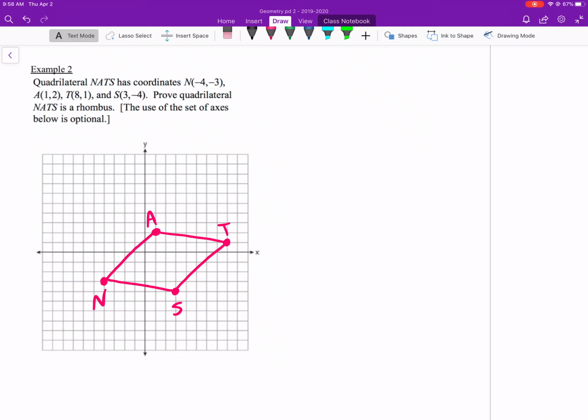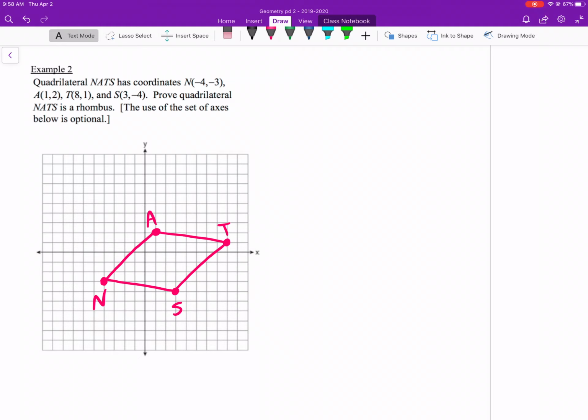So quadrilateral NATS has coordinates N(-4, -3), A(1, 2), T(8, 1), and S(3, -4). Prove this quadrilateral is a rhombus. The use of the set of axes below is optional. Remember, whenever it says that, you really should be using the set of axes. It's good to see the problem visually, and that's the way we've been doing things.